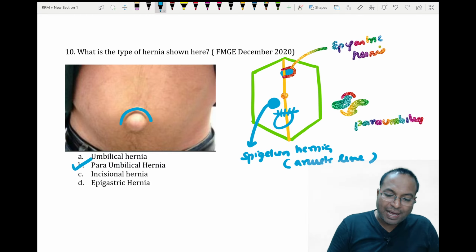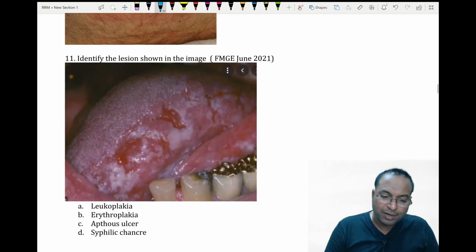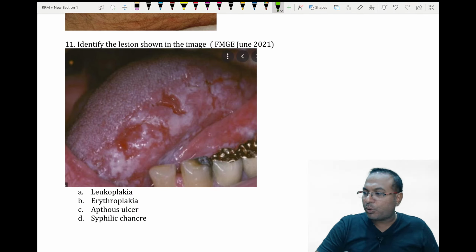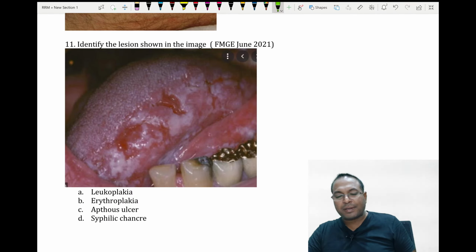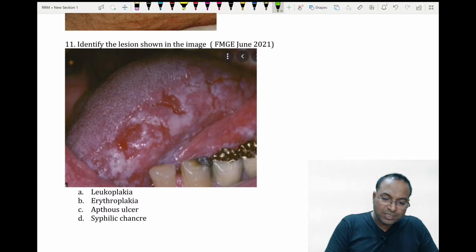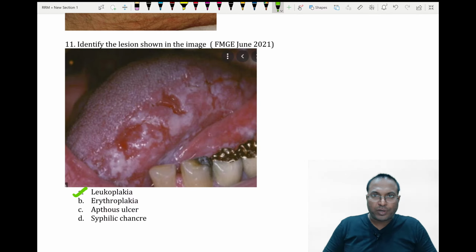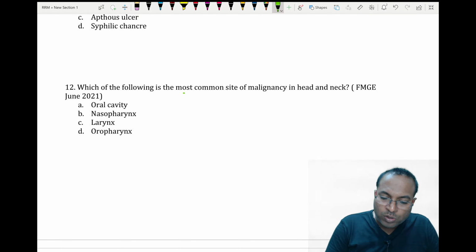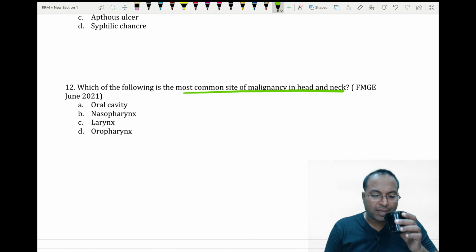So this is a case of paraumbilical hernia. Please don't forget the hernia. This question came in NEET PG 2022, guys. Please remember that I'm telling you, FMG questions many times can come in NEET PG also. So this is a white patch, leukoplakia. It came in NEET PG 2022. This question was asked. White patch in the hard palate. So that is leukoplakia. Which of the following is the most common site of malignancy in head and neck?